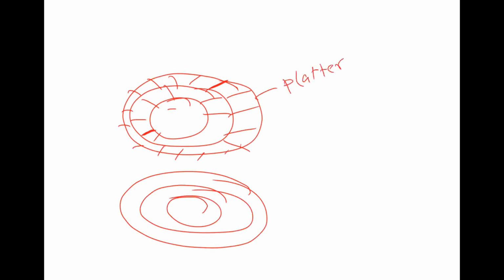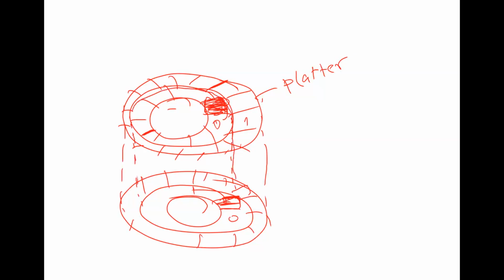This is a platter, and this is known as a track. If this is track 0, this is track 1. Inside a track, this is known as a sector. If we join track 0 to track 0, and track 1 to track 1, then its shape is like a cylinder. So this is called the hard disk cylinder.